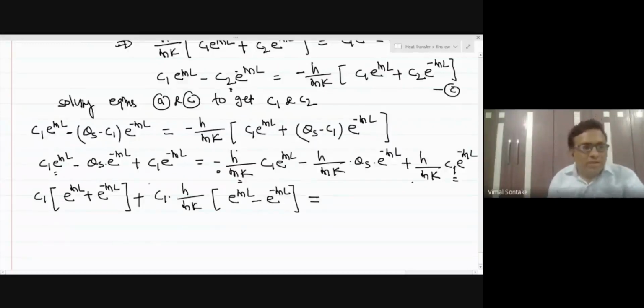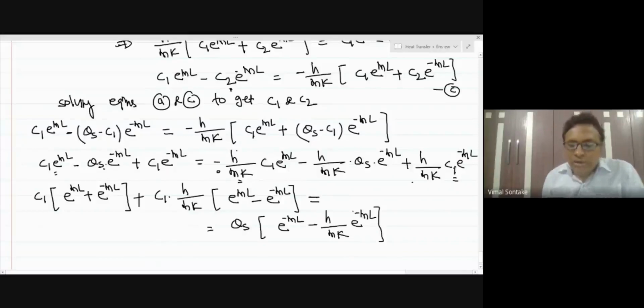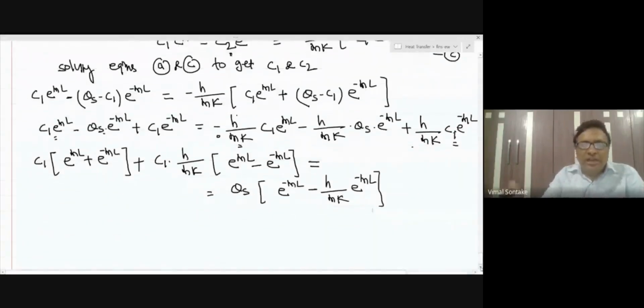Now let us combine terms with theta s. So it will become theta s, this theta s into e to power minus ml, and this term minus h over mk e to power minus ml. Got it? So we could arrange all the terms simultaneously. Nothing engineering. Again, I am saying it is algebra.